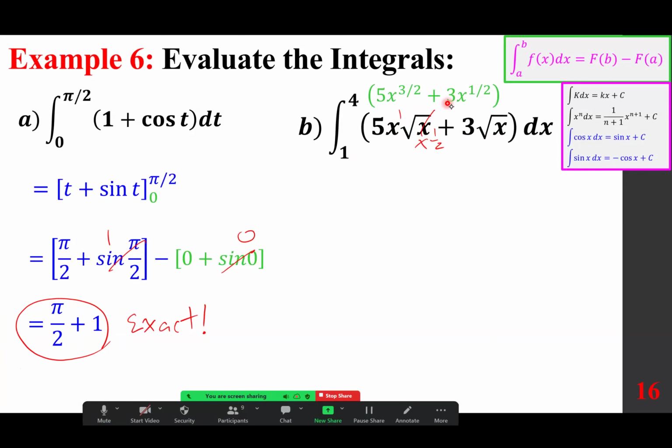Why are we writing it in this format? So we can use the power rule in each case. So this one, 5 divided by 3/2 plus 1, x to the power of 3/2 plus 1. This one, 3 divided by 1/2 plus 1, x to the power of 1/2 plus 1. We don't need a constant because we are evaluating from the lower limit 1 to the upper limit 4.